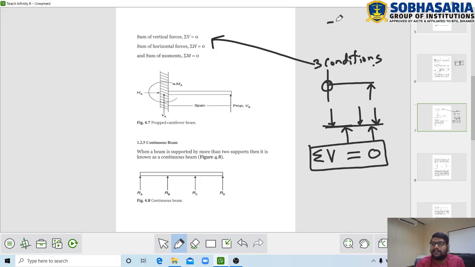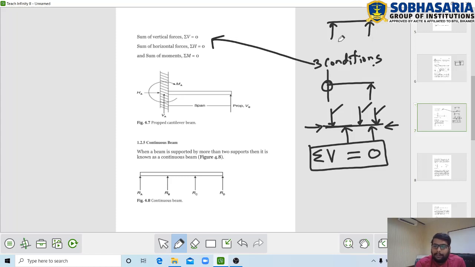Means when a beam is resting and the beam is still at rest after loading, it is in equilibrium. So when the sum of vertical forces is 0, the sum of horizontal forces acting is 0, and the moments arising due to all these forces acting on the beam is 0, the beam is said to be in equilibrium condition.